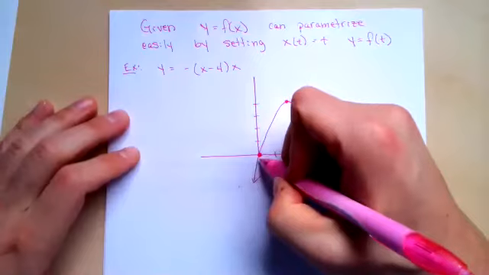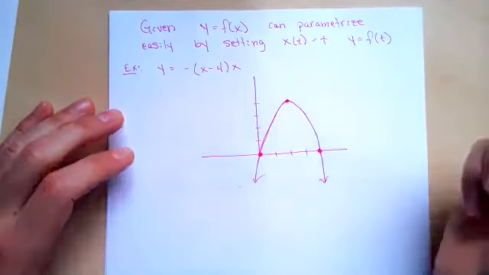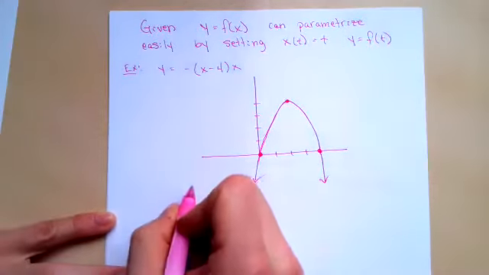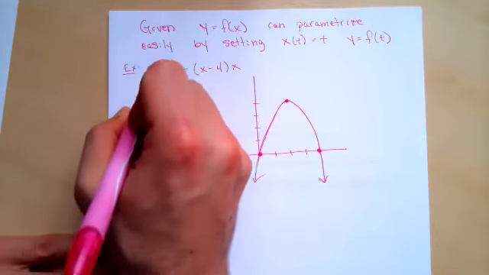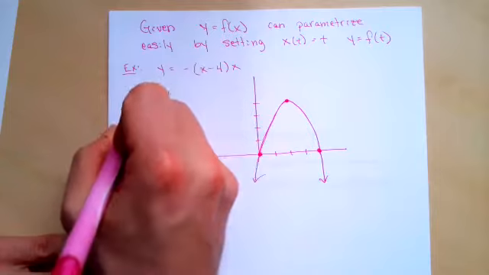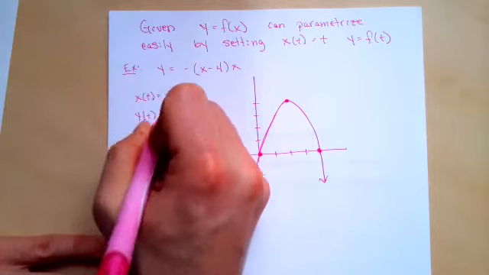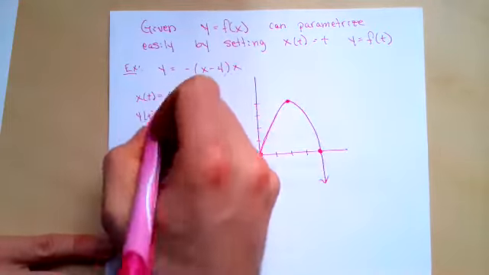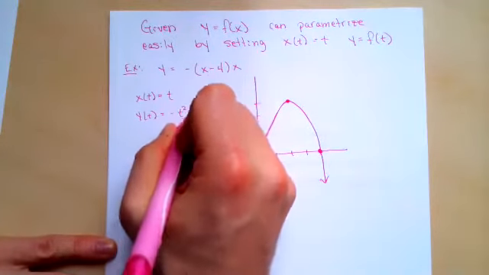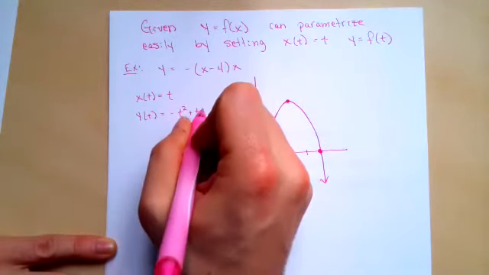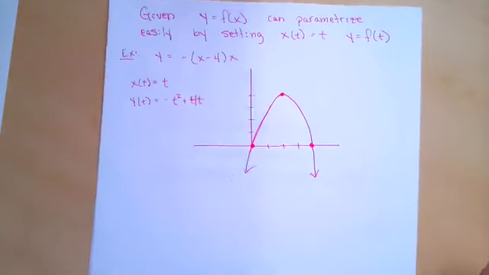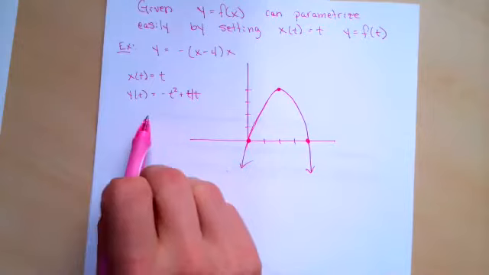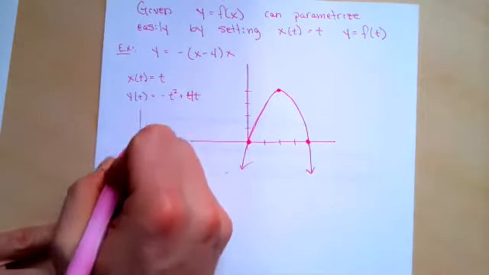If I wanted to come up with parametric equations for this, it's easy enough to just have x of t equals t and y of t equals, I'm going to go ahead and distribute that. So minus t squared plus 4t. And those are easy parametric equations. And again, if you want, come up with a table.